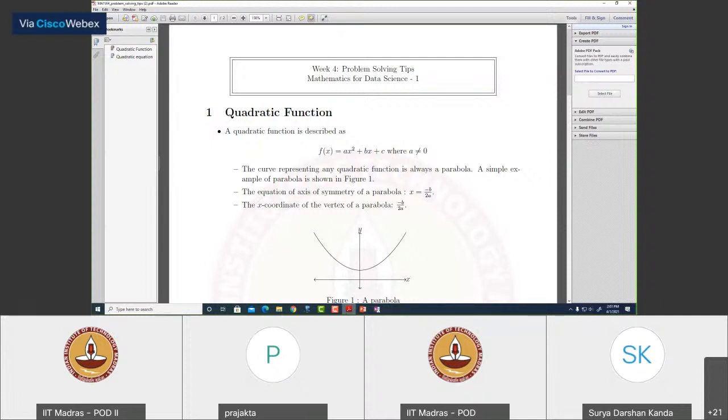So anyway, the quadratic function. A quadratic function is described as f of x equals ax square plus bx plus c, where a is not equal to 0. Wait, I'll show you what Desmos is. Now let us see this Desmos.